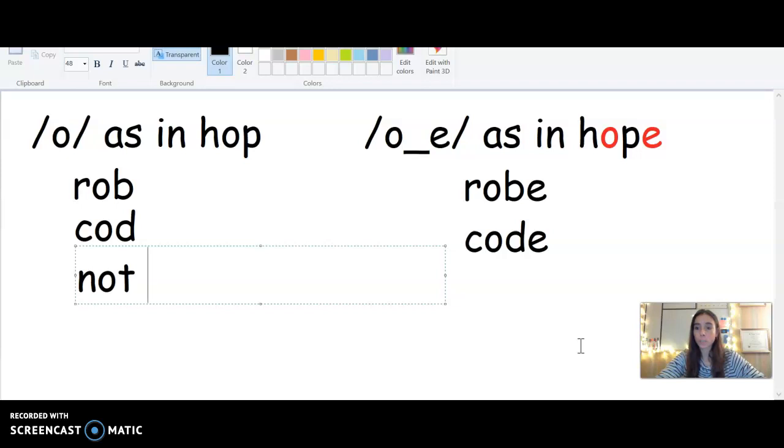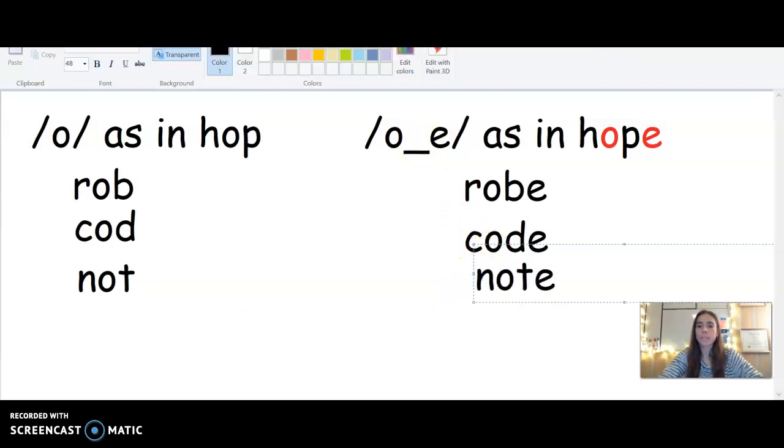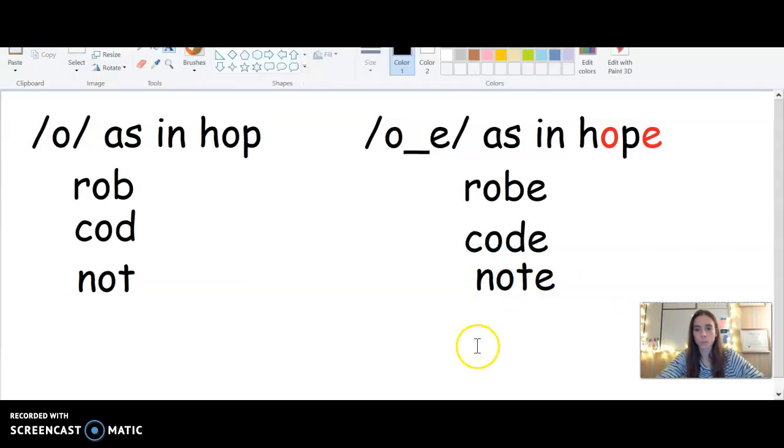Now, note. Note. Do you hear short o or long o in note? If you said long o, you are correct. Ding, ding, ding. Again, silent E makes the vowel say its name. O, note. Beautiful. Nice job. Give yourself a round of applause for doing amazing work today.